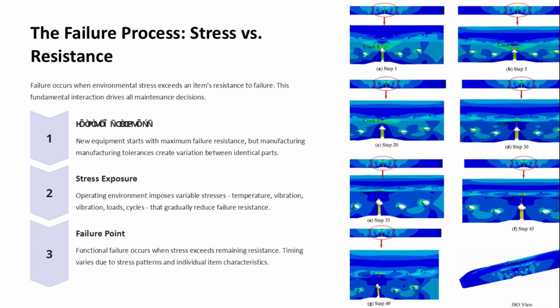Failures occur when environmental stress exceeds an item's resistance to failure. New equipment starts with maximum resistance, but stress exposure from operations gradually reduces this resistance, leading to failure. Understanding this interaction is crucial for effective maintenance decisions.